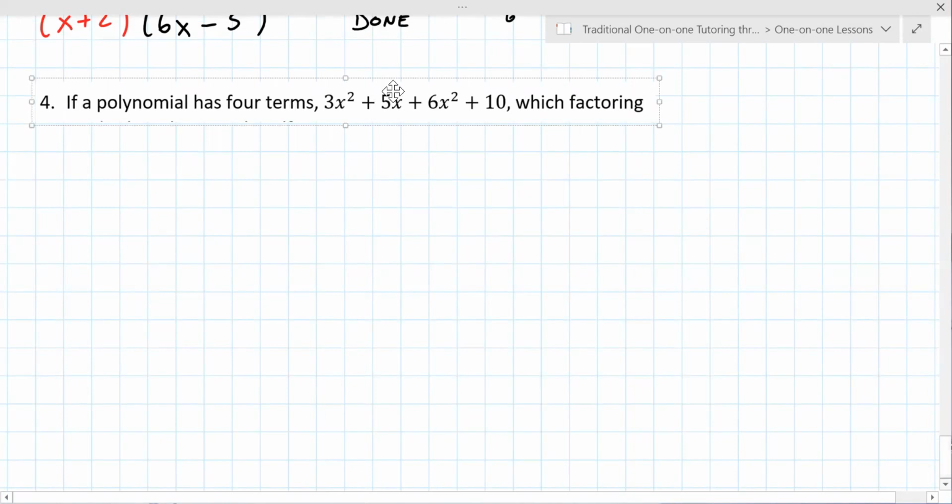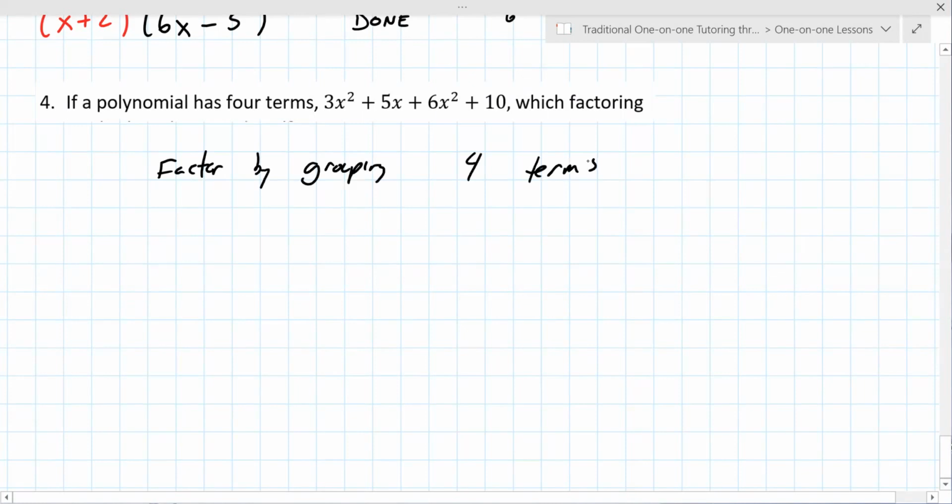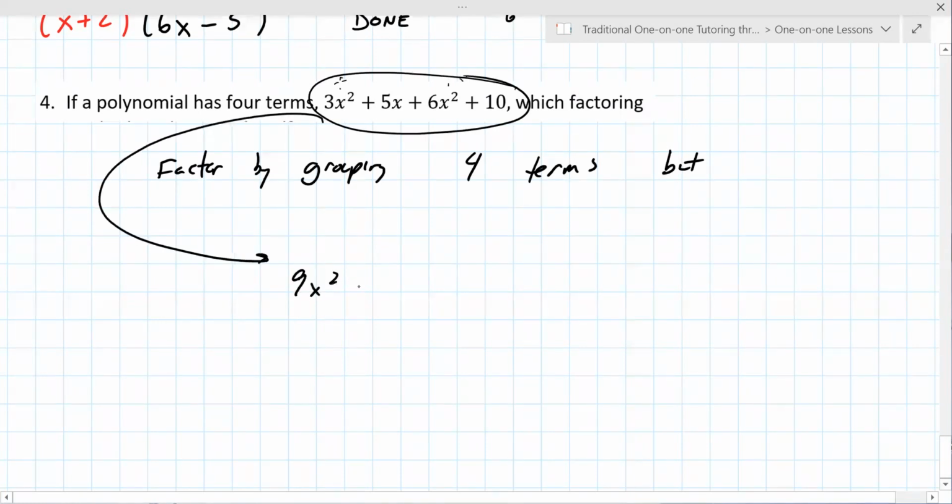All right, so factor by grouping, which is what we just did after we separated it, what you're looking for is 4 terms. And this one has 4 terms, but do you see how you can actually combine a couple to start? So this is really 9x squared plus 5x plus 10.